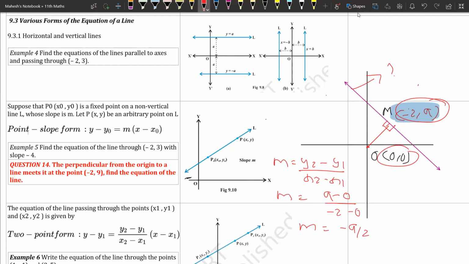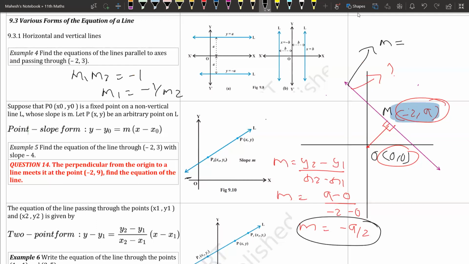Let's understand once again: we know the point M, and we are first getting the slope of OM, as we know two points, one is (0, 0), another is (-2, 9). Once we get the slope of this line, we can find the slope of the other line. As they are perpendicular to each other, you must know that when two lines are perpendicular, the product of their slopes is -1, or you may say the slope of one is the negative reciprocal of the other. Since we know the slope of OM, we can get the slope of the other line. Let's say this is M dash here, then the slope of line M will be the negative reciprocal of M dash, that means minus 2 over 9.